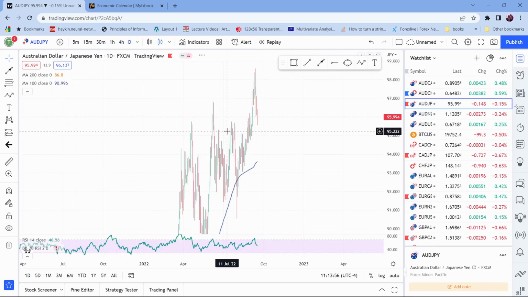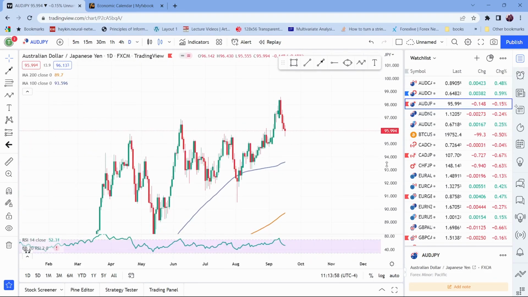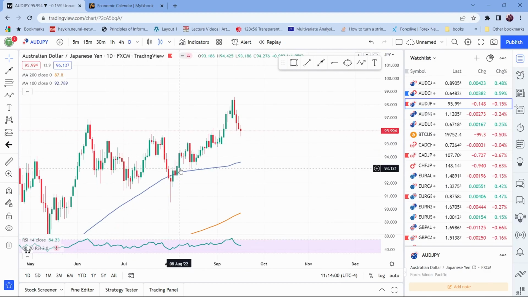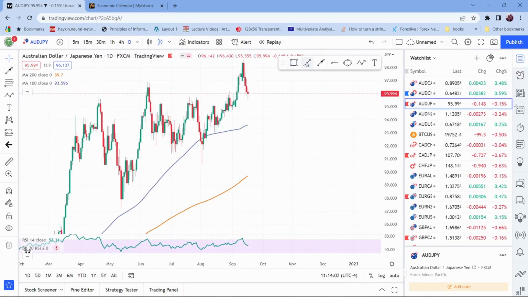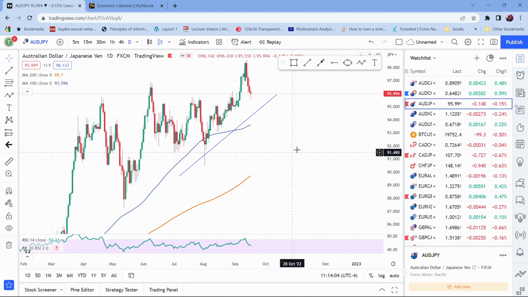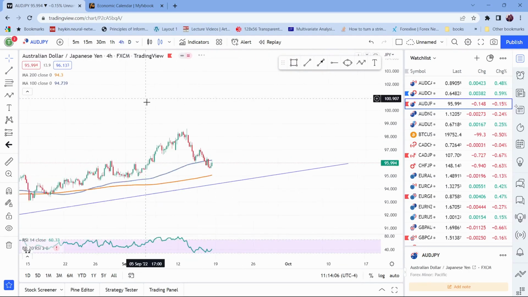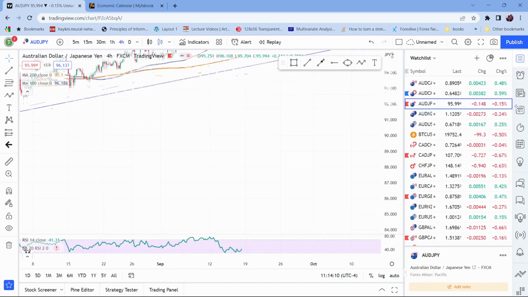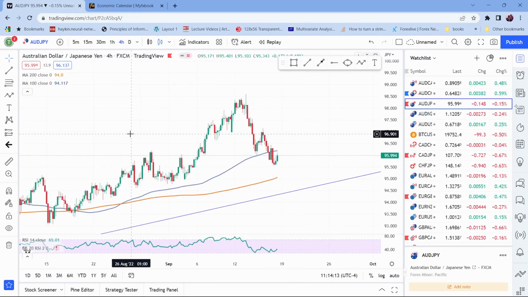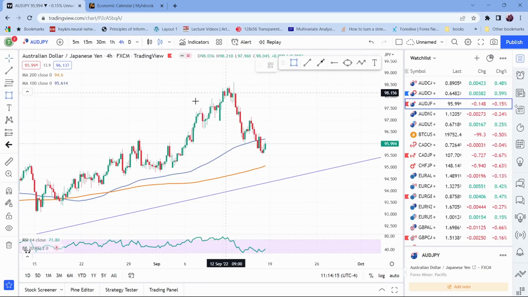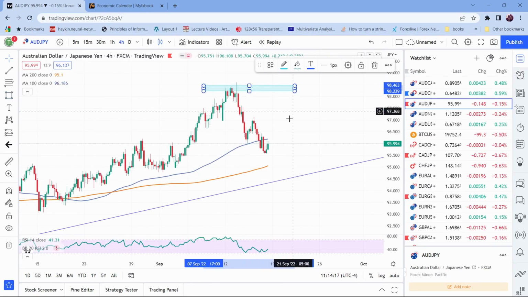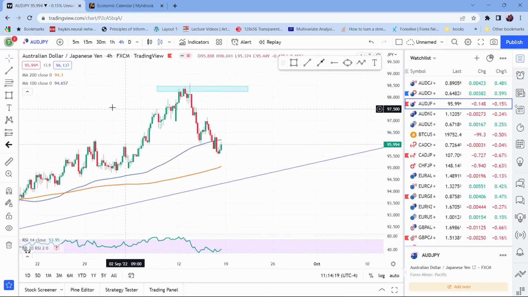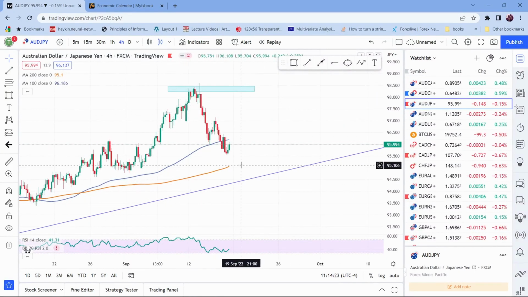AUD/JPY, not necessarily the best pair to look at right now, especially for me. Overall, we have been in a very deep uptrend. However, I like to just note the current areas that we are seeing, and the current market price action. We did have price coming to this overall high here and then rejecting, coming back down. And as you can see, we were following this very steep uptrend.